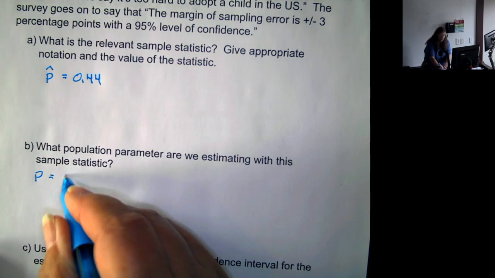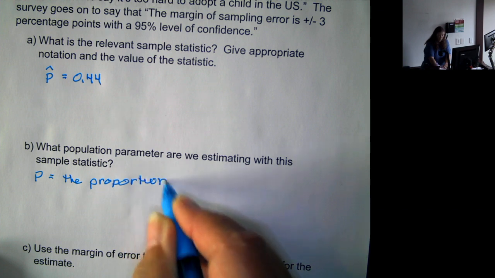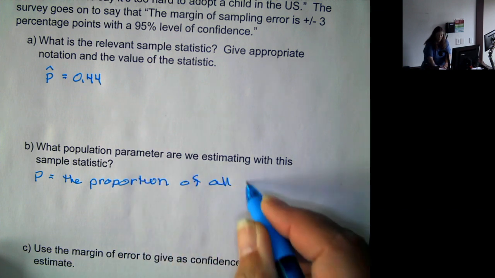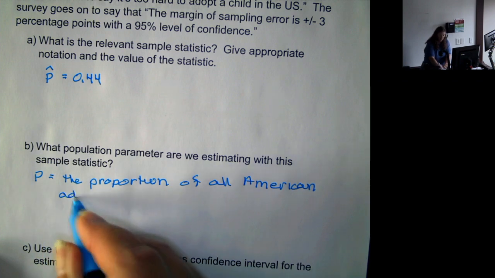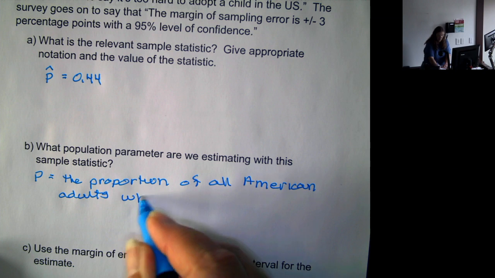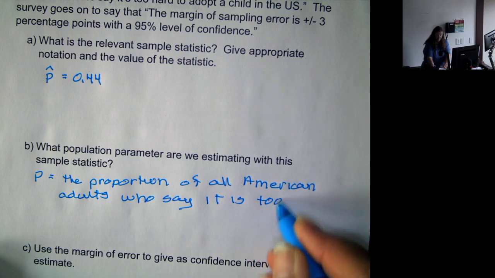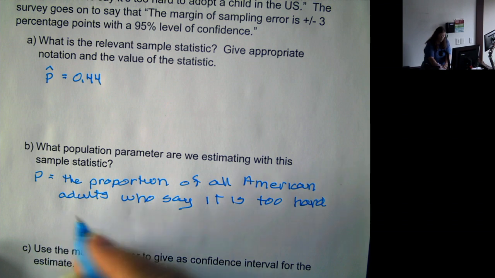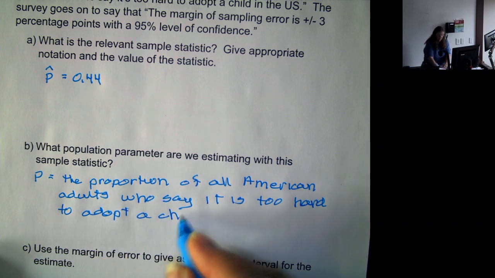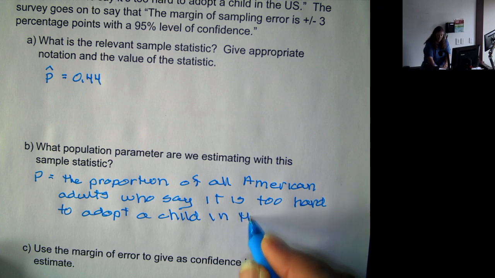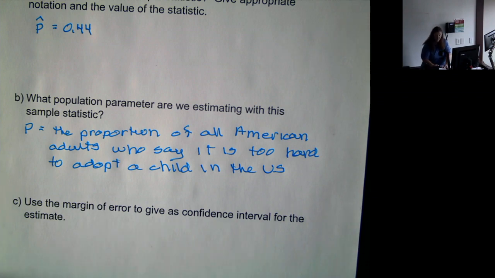So what population parameter are we estimating? We're estimating p, which is the proportion of all American adults who say it is too hard to adopt a child in the U.S.